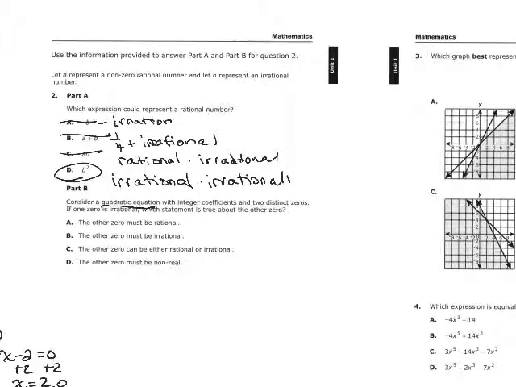Therefore, you're going to have a coefficient that is multiplied. Consider a quadratic equation with integer coefficients with two distinct zeros. So the zeros basically come from... One zero is irrational, so the other one has to also be irrational, because we have irrational times irrational to make rational. And we just established that up here.